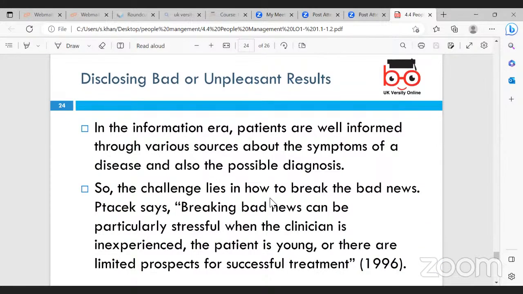In the information era, patients are well informed through various sources about the symptoms of a disease and also the possible diagnosis. So the challenge lies in how to break the bad news.